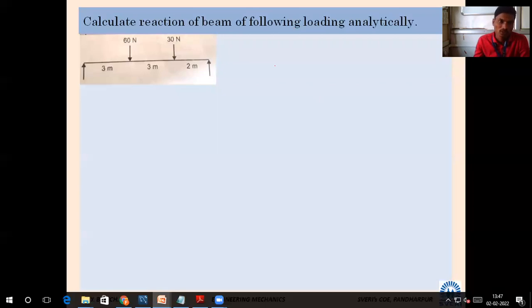So first problem from the beam. Do the next heading. If you want, you can skip one page to solve that earlier problem. If not, use this title. Calculate reaction of beam for the following loading analytically.